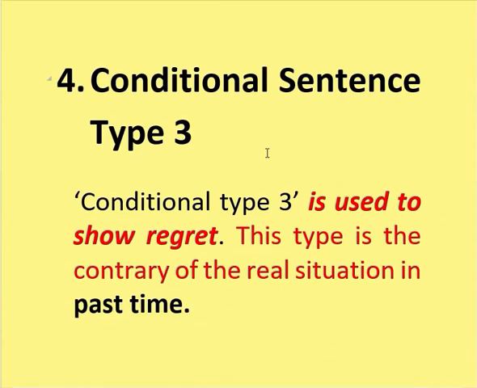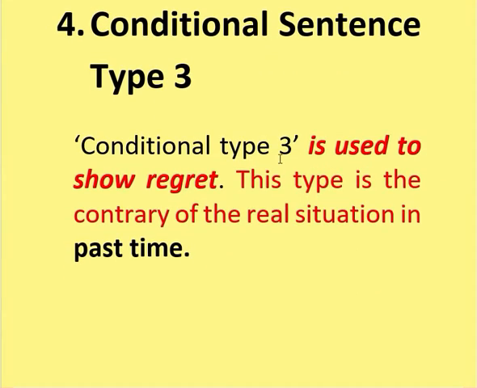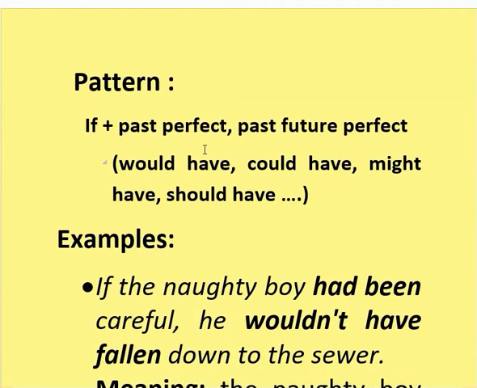And then we have conditional sentence type 3. Conditional type 3 is used to show regret. This type is the contrary of the real situation in the past time. The pattern: if past perfect, past future perfect. Once again, would have can be replaced with could have and also might have or should have.